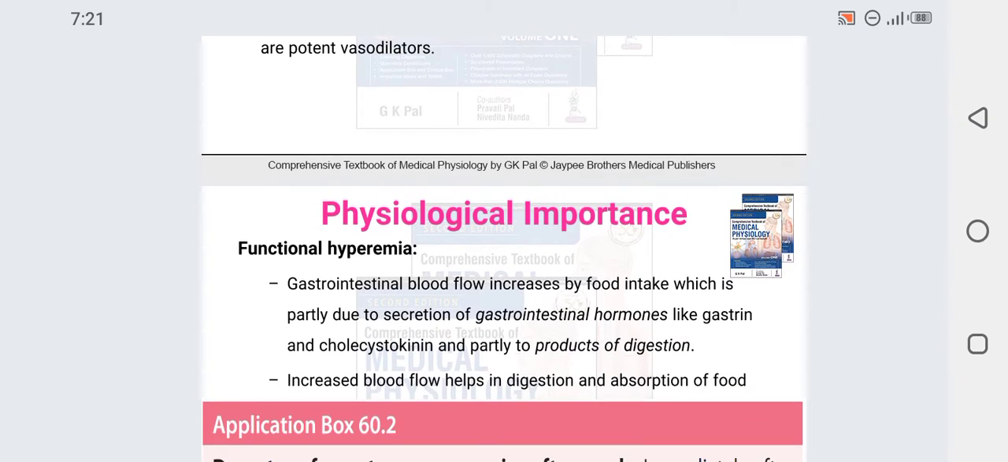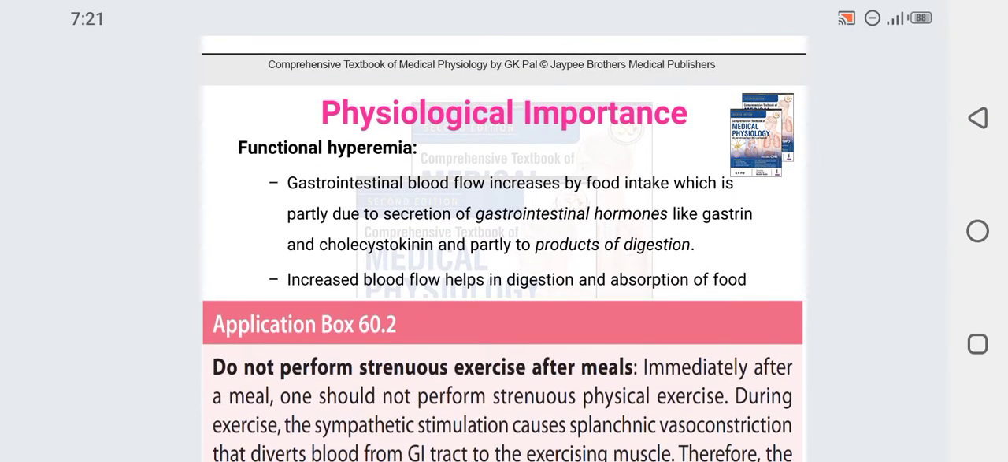What is the physiological importance? First, functional hyperemia. GI blood flow increases with food intake, which is partially due to secretion of GI hormones like gastrin and cholecystokinin, and partially due to the products of digestion. And this increased blood flow helps in digestion and absorption of food.